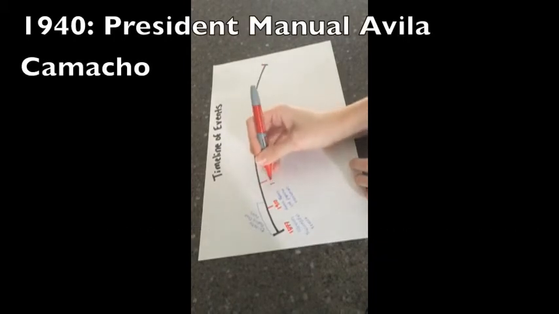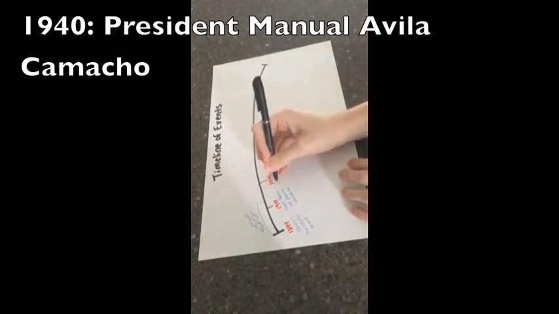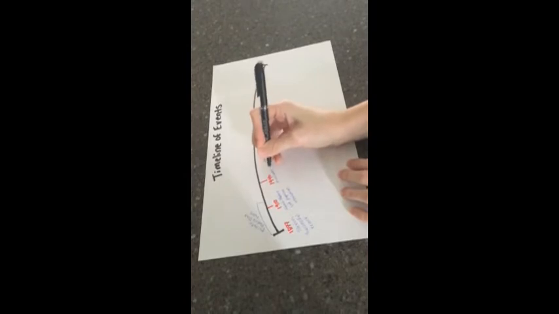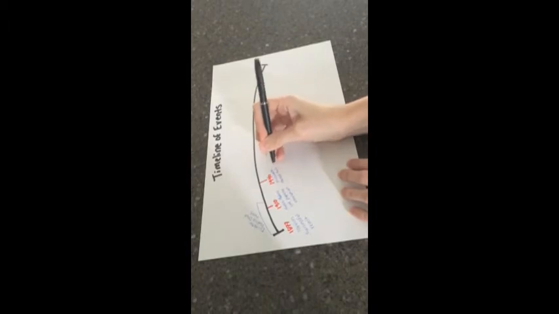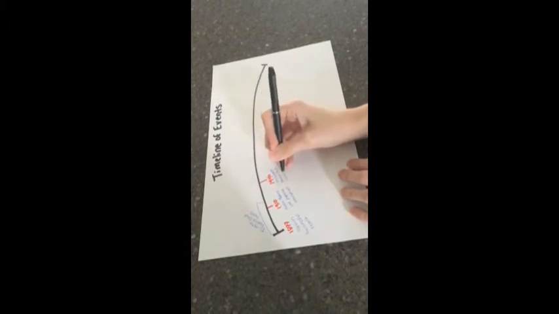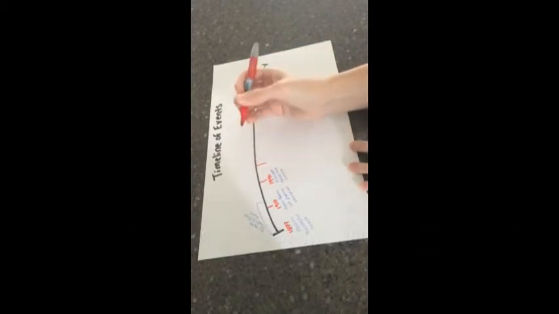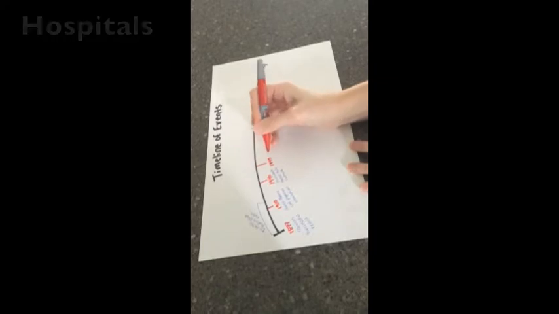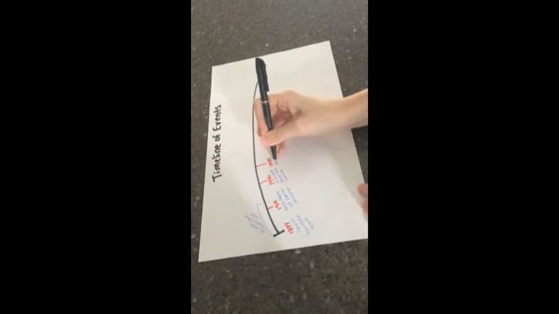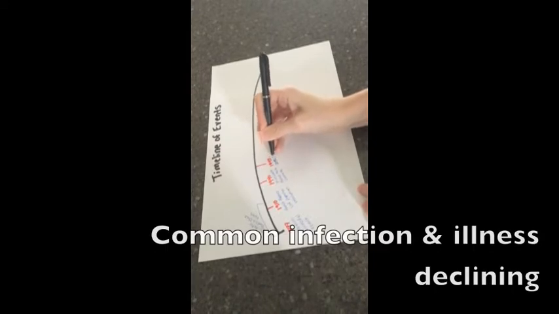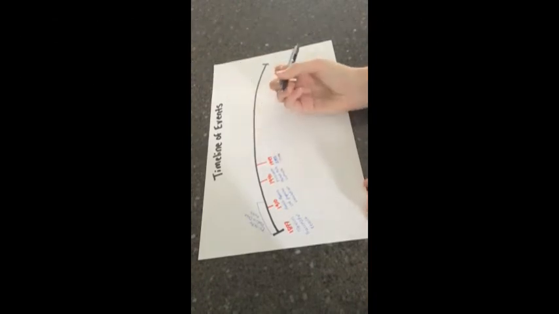In 1940, Cardenas' more conservative successor, Manuel Avila Camacho, was elected president. The government of Mexico wanted to provide unified care to its people, causing many reforms to the system from the 1940s onward. Between the 1940s and the 1980s, many changes occurred in the system. At this time, healthcare was delivered primarily in hospitals, and costs were increasing dramatically over the years. Common infections and illnesses were declining, while the incidence of non-communicable diseases and injuries was increasing dramatically.